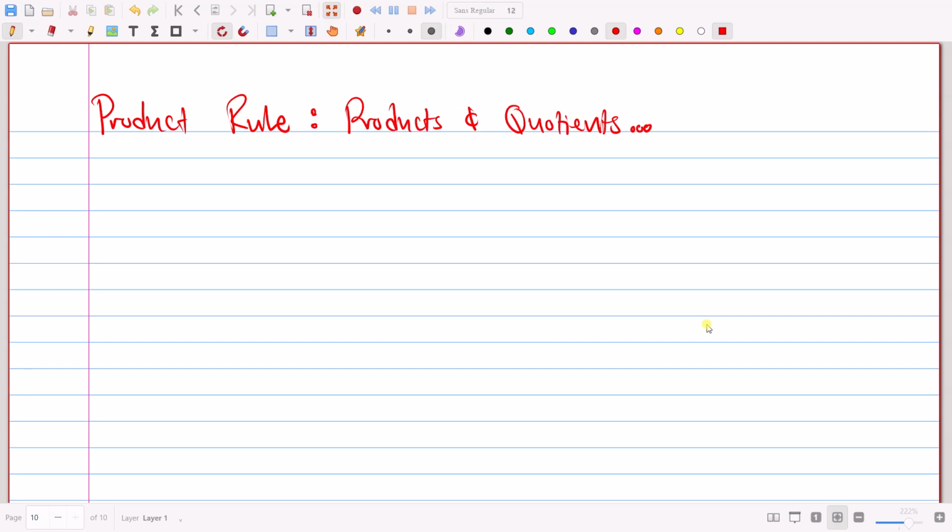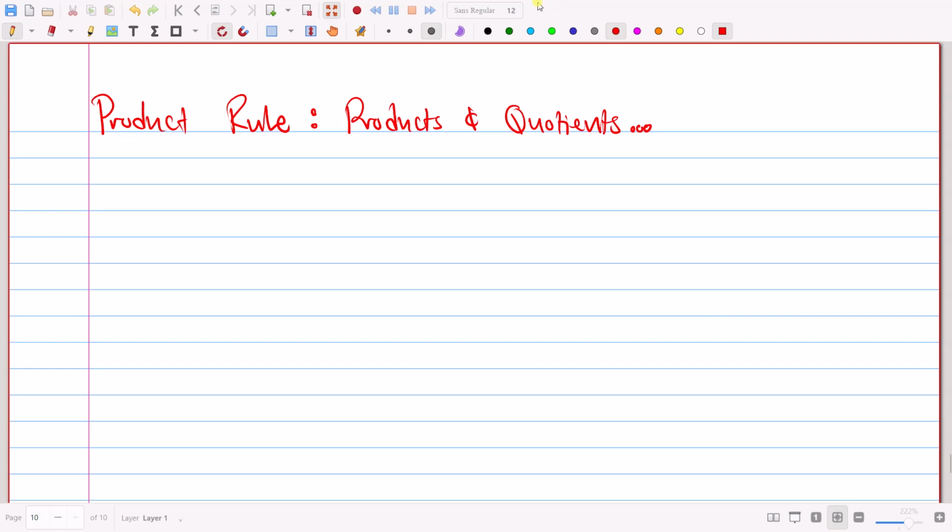Hello, guys. Okay, so today we are going to start looking at how to differentiate products and quotients. The goal of this lesson is to learn how to make use of a result known as the product rule in maths, which is used mostly when you want to differentiate either products or quotients.